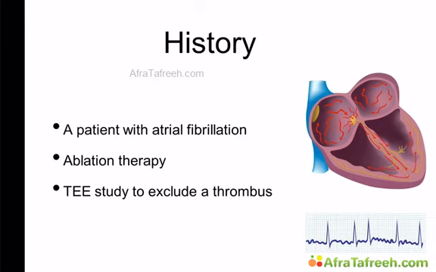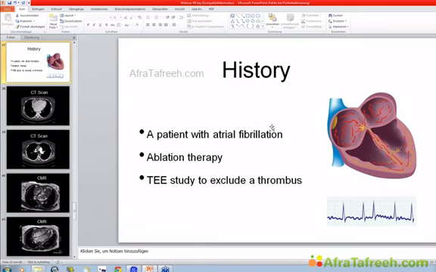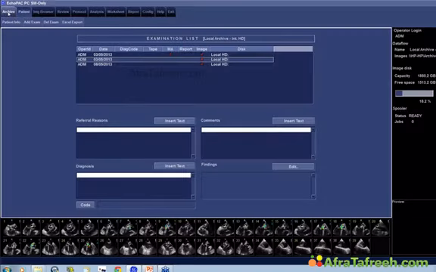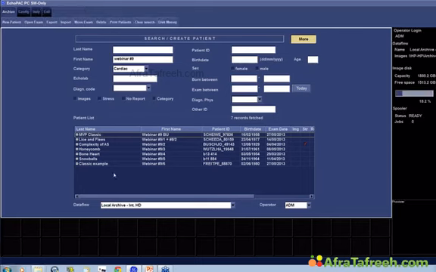Snowball, because you're going to see a mass in the heart in a patient who has atrial fibrillation, who was scheduled for ablation therapy, and where TEE was performed to exclude a thrombus. Okay, let me go now into the archive and show you the study.